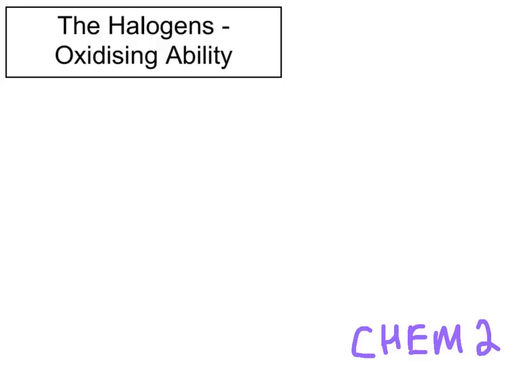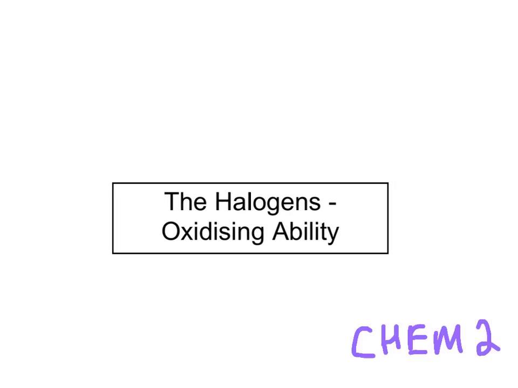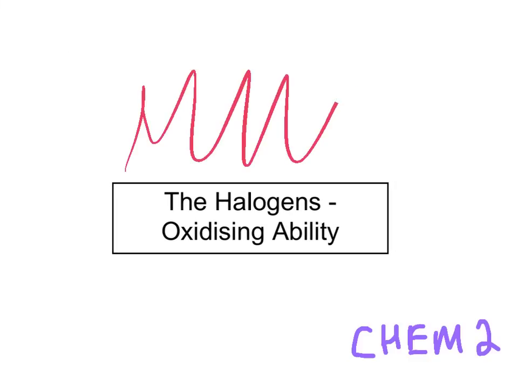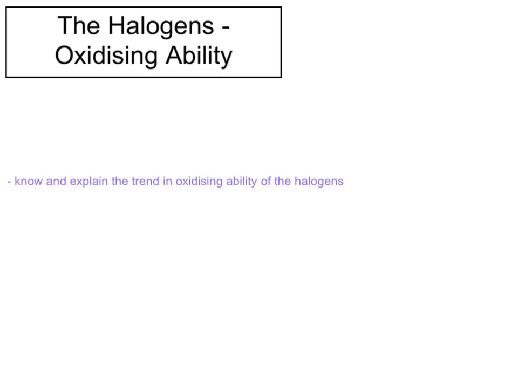So this video is on the oxidizing ability of the halogens. And there's only one aim for this video really, and that's to know and explain the trend in oxidizing ability of the halogens. That's group 7 elements.